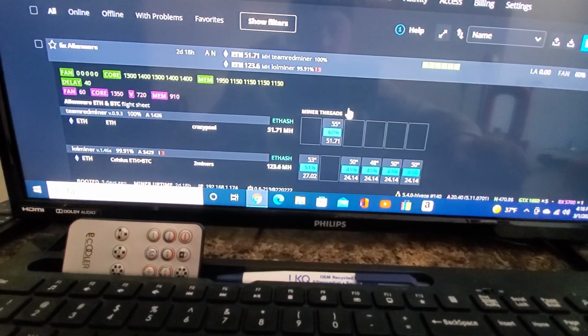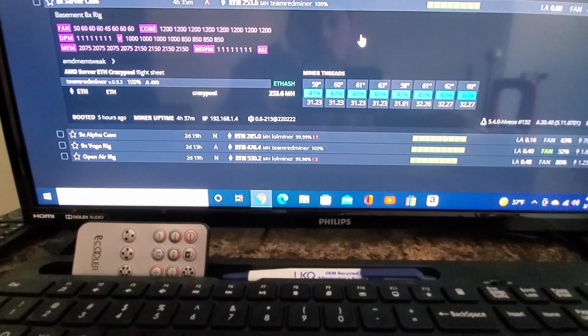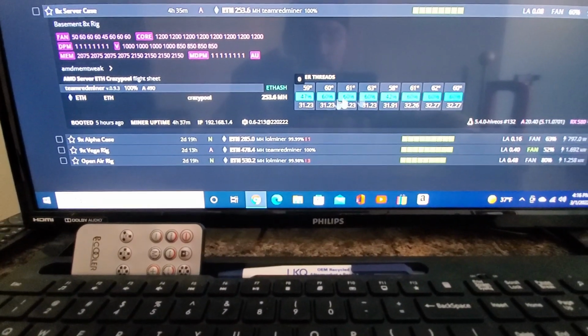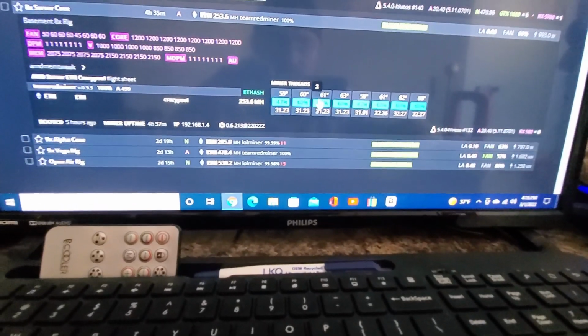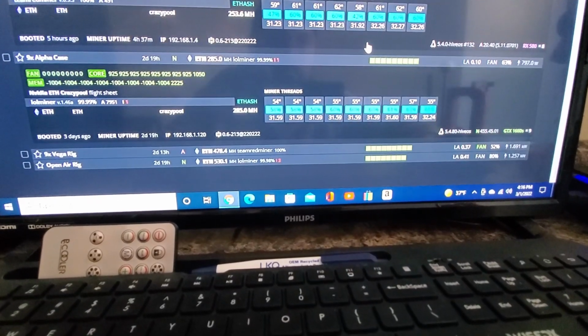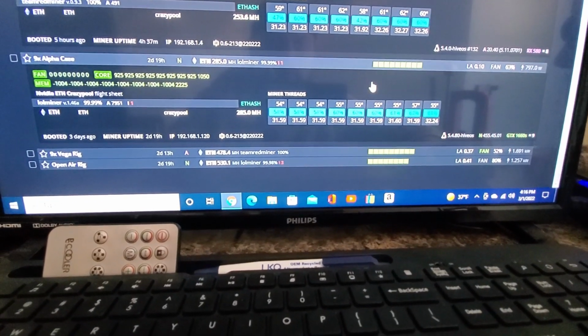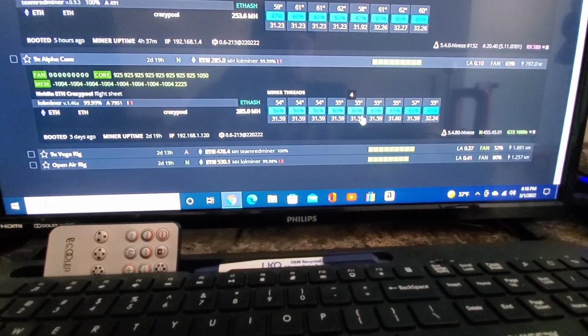Temps. Let's get these opened up a little bit better. This is at the office. The 580s are all looking good. The 60s, that's where I like to keep them. They're helping with the heat, so I don't mess with those too much. I just let them run hot. Now the 1660s.